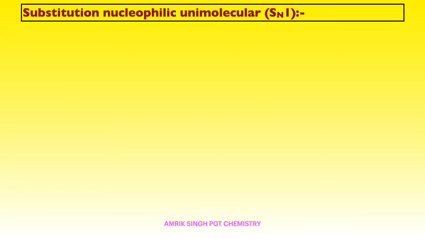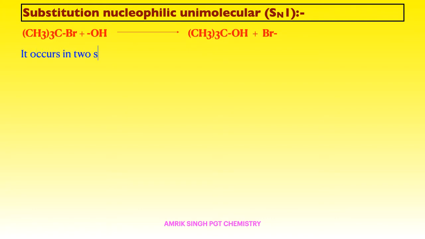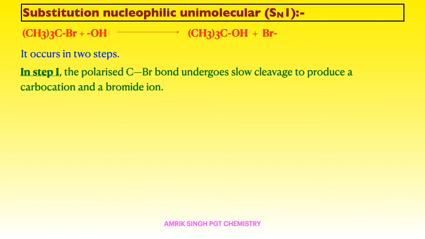Substitution nucleophilic unimolecular, SN1. In this reaction, a tertiary alkyl halide is attacked by the hydroxide ion and we get a tertiary alcohol, and the bromide ion is eliminated. This mechanism occurs in two steps. In the first step, the polarized C-Br bond undergoes cleavage to produce a carbocation and a bromide ion as shown.